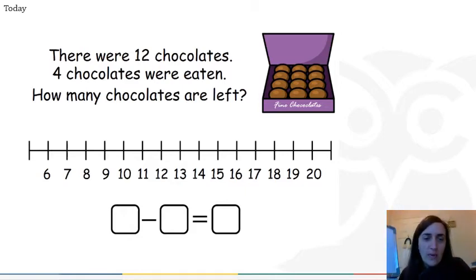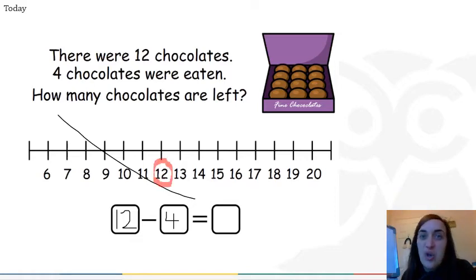We know that our number sentence is 12 take away 4. So how would I work this out? By counting back on a number line. What was the number that I start with? 12. So I need to circle the 12.